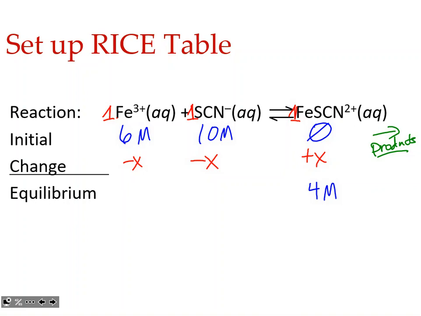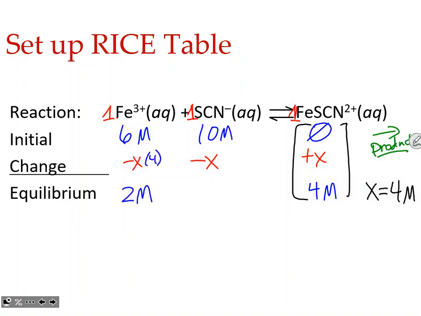How do you figure out the change here? What do we look at? The products tell us the change in this case, because if we're starting at 0 and we're going over here to 4, guess what x is? 4. Right? Does that make sense? So 6 minus x, which happens to be a 4 here, that means this is going to be 2 molar. 10 minus 4 here, that means this is going to be 6 molar. Everybody following me so far?